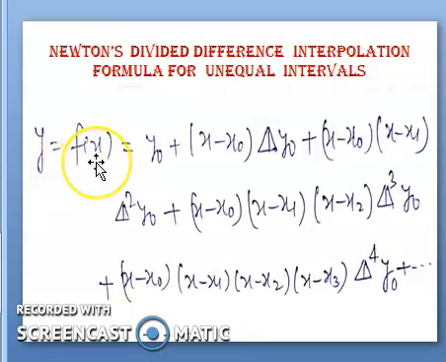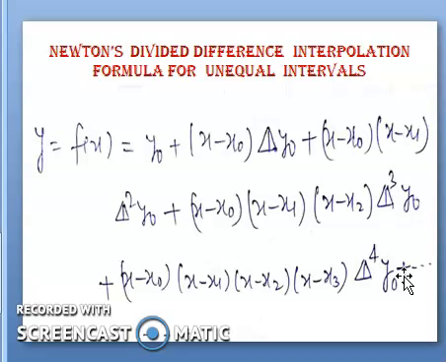Now Newton's divided difference interpolation formula for unequal intervals. So this is the formula: y equal to f(x) equal to y0 plus (x minus x0) del of y0, this is the operator of divided difference, plus (x minus x0)(x minus x1) del square y0 plus (x minus x0)(x minus x1)(x minus x2) del cube y0 plus (x minus x0)(x minus x1)(x minus x2)(x minus x3) del to the power 4 of y0 plus dot dot dot. This is Newton's divided difference interpolation formula for unequal intervals.